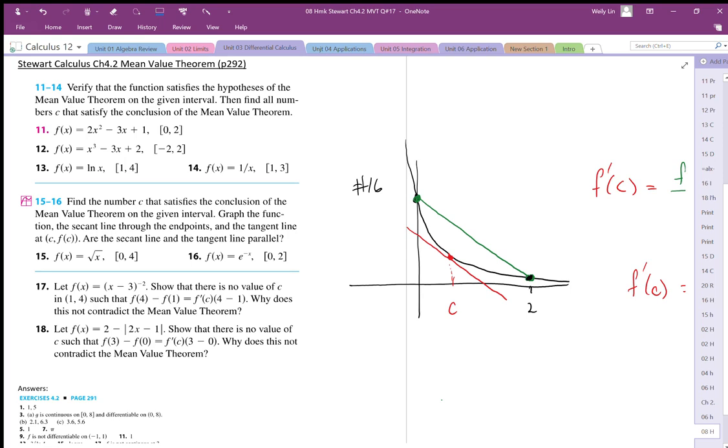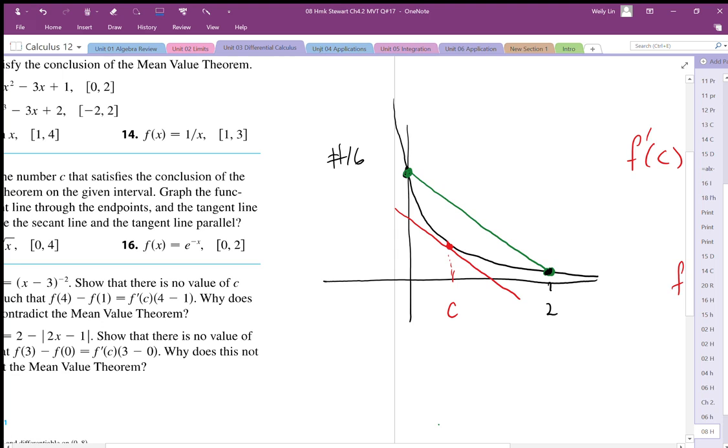Number 16 from chapter 4.2, the mean value theorems, asks: find the number c that satisfies the conclusion to the mean value theorem on the given interval. So for question number 16, the function is f of x equals negative e to the negative x, which is an exponential decay graph. So it's this black curve here, and it's on the interval from 0 to 2.